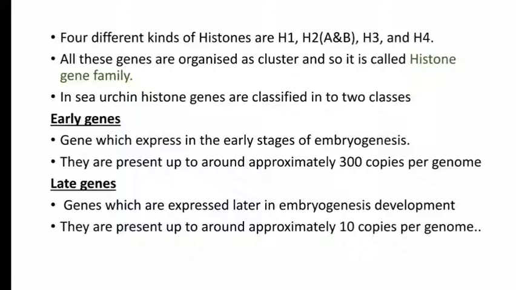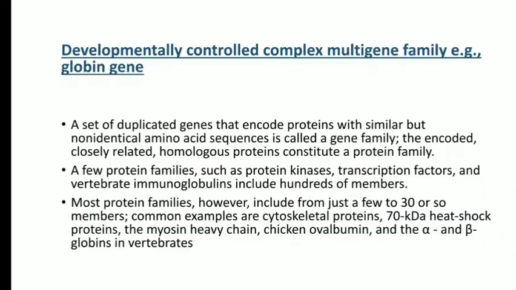They are present at approximately 300 copies per genome. Late genes are expressed later in embryonic development. They are present at approximately 10 copies per genome. Next is the developmentally controlled complex multigene family. An example is the globin gene family.